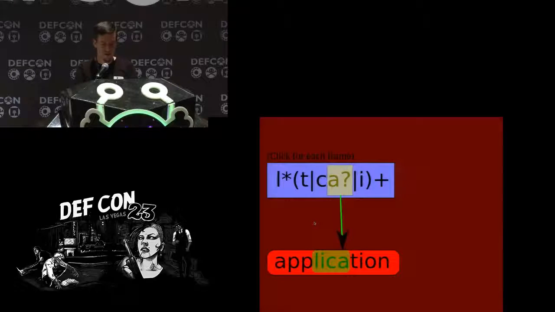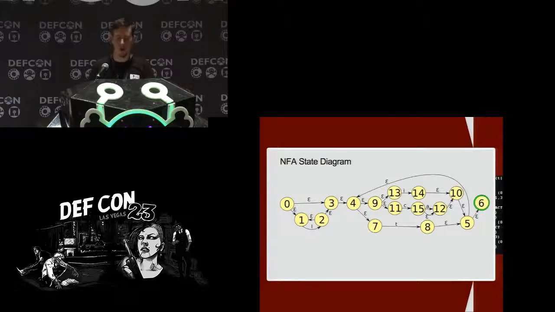Is that a T? No. Is that a C? Yes. Is that an A? Yes. And we can qualify that and keep going. That's a T. Just keep going. And then this is where we start to fail. Is it a T? No. Is it a C? No. Is it an I? No. And then we're done. And that's the match. I'll get into how the DFA does it a little bit later.